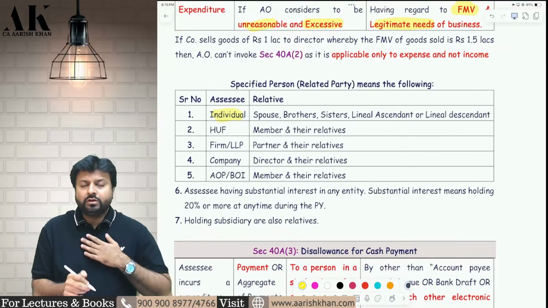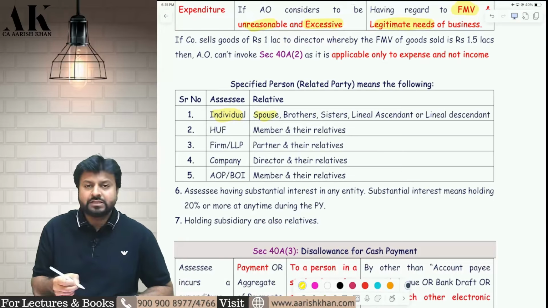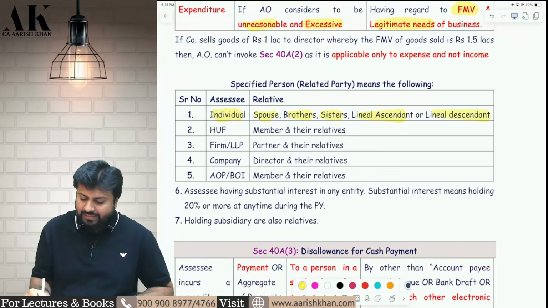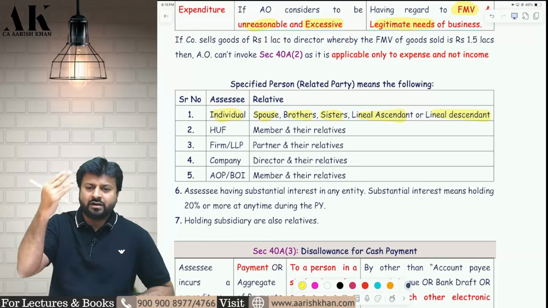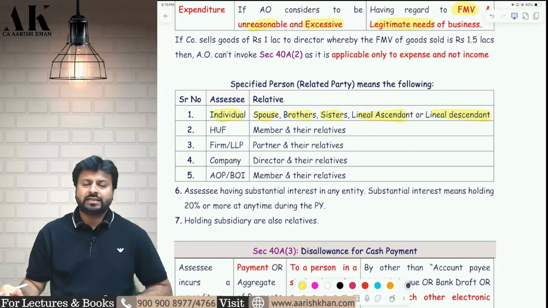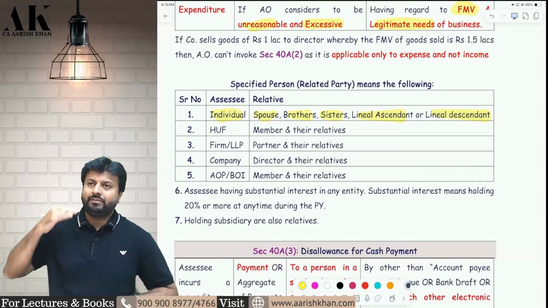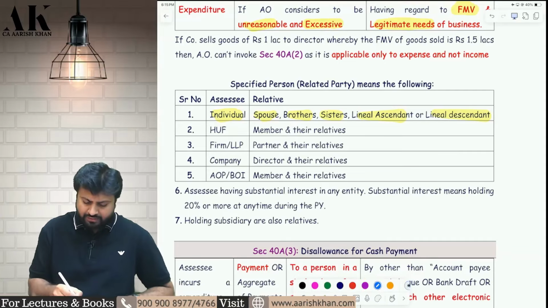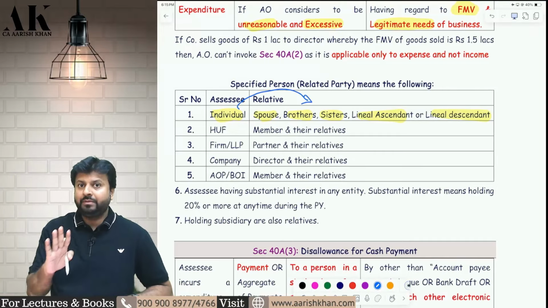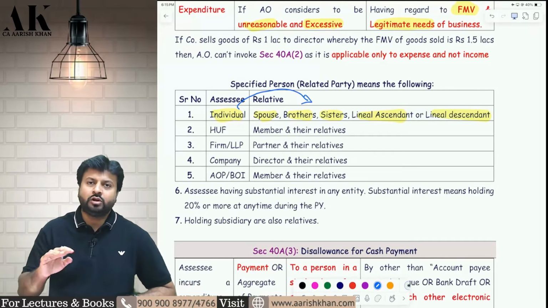If I am an individual, then who is a specified person for me? My spouse is a specified person, my brother, sister, my lineal ascendant and descendant. Lineal ascendant and descendant means my parents, my grandparents, my children, my grandchildren. All of them are lineal ascendant and descendant. Who are my family? Who is above me? Who is below me? So if an individual makes payment to these people, they should not make payment more than the fair market value. You should not make excessive payment.